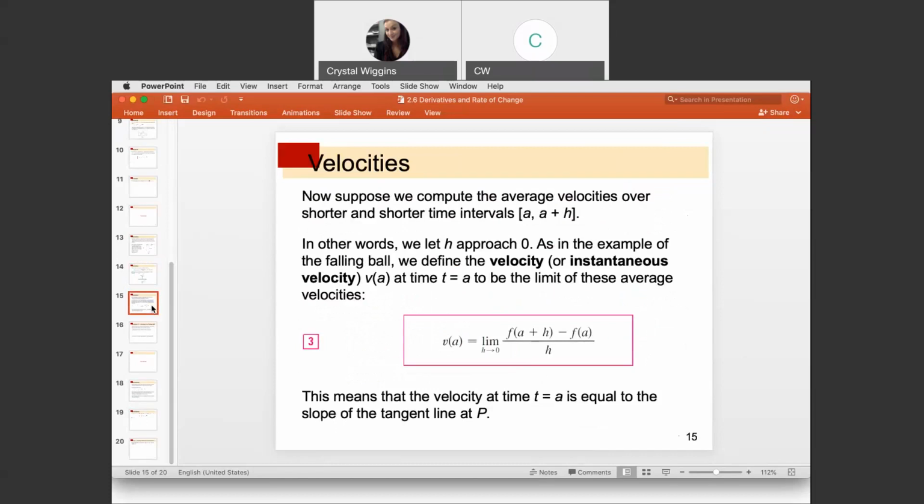Now suppose we compute the average velocities over shorter and shorter time intervals. In other words, we let h approach 0. So we let h, the gap between the x's, get very, very small, which is what we did analytically as we were getting closer and closer to our desired variable. If we were focused on 2, we started at maybe 3, came back down to 2.5, 2.1, 2.01. Essentially, the gap between 2 and the value we are using to estimate the slope of the tangent line is approaching 0, which is where the limit comes in.